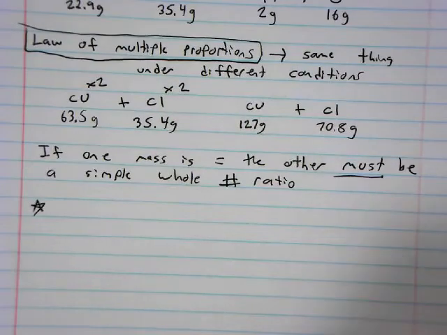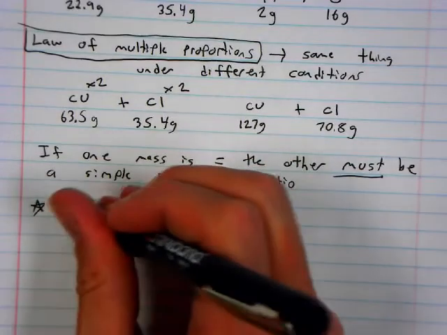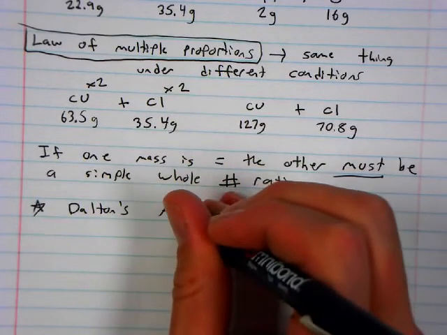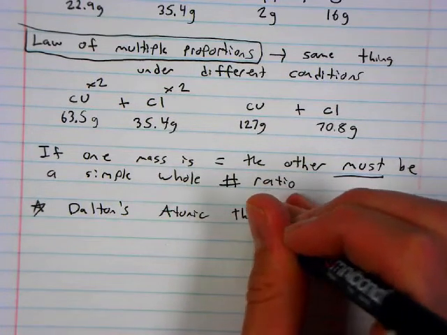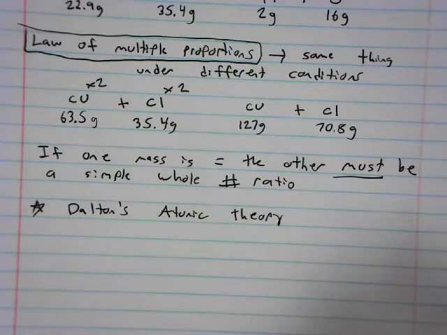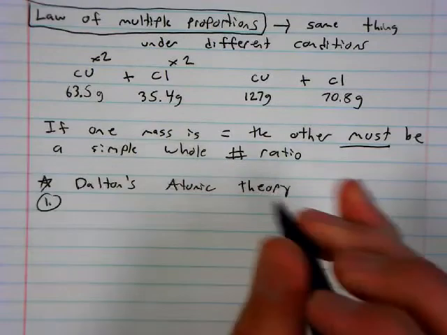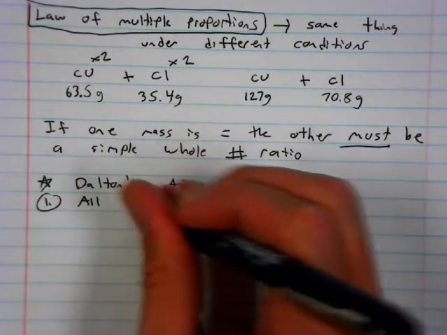So this next part you must memorize. This is on the test. You have to know these next 4 things, which are Dalton's atomic theory. It's all stuff that you mostly already know, but I just want to put it out there, and you've got to remember all 4 of these things. You have to memorize these.